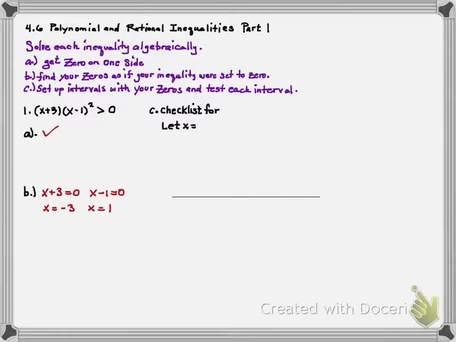Lastly, part C, we set up intervals with our zeros and test each interval. On this number line I've got two numbers, -3 and 1. I place those on the number line in the right order, so the smaller number always goes on the left. We'll check (x + 3)(x - 1)² to make sure the products are greater than 0.